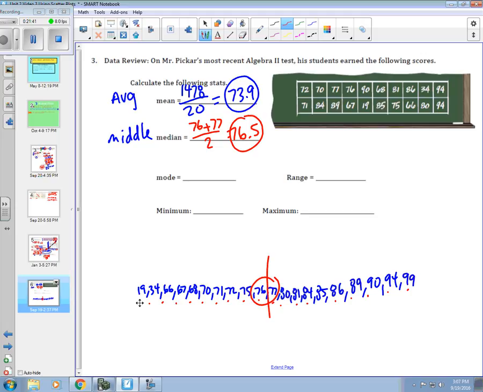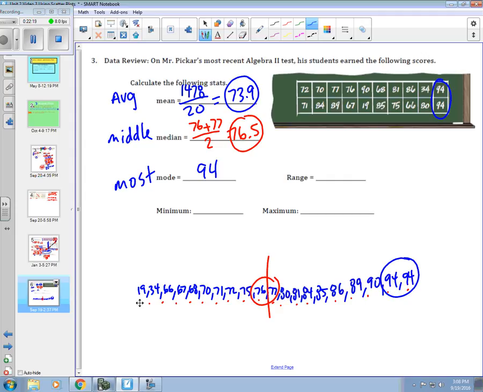Okay, mode. Another word for mode is most. Whatever number shows up the most times, we would write down as our mode. In this one, the number here that actually shows up the most is this last one. There were 2 94s in our set of data. And so the mode is 94. No other number showed up more than once. If you have multiple numbers that show up the most, then you list all of them that show up the most number of times.